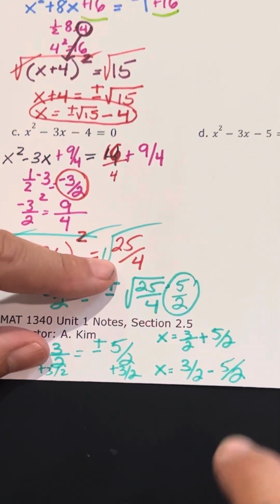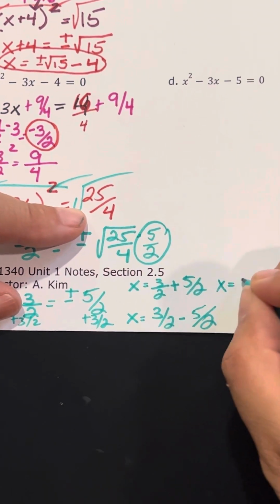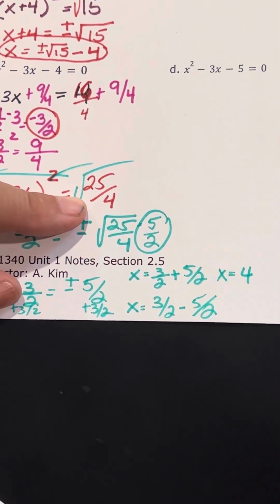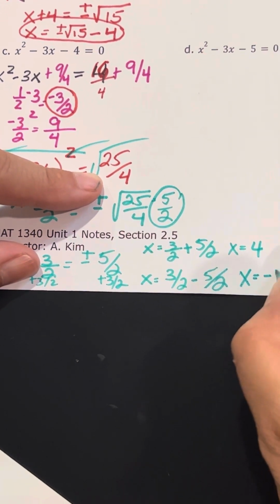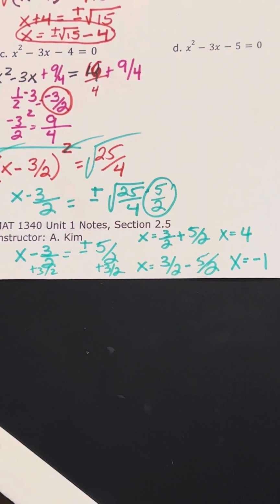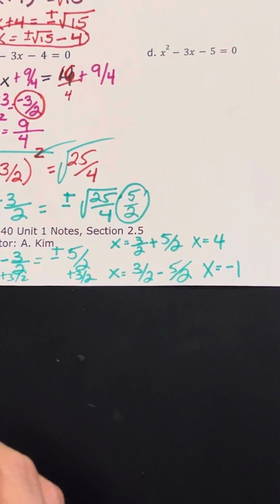3 plus 5 is 8 over 2. That's x equals 4. 3 minus 5 is negative 2 over 2. That's x equals negative 1. All right, we'll do B and D in just a second.